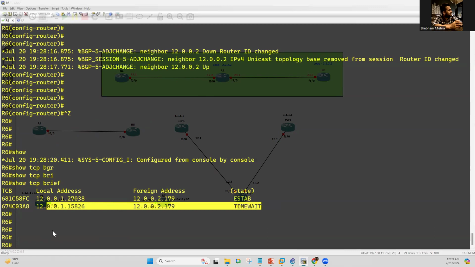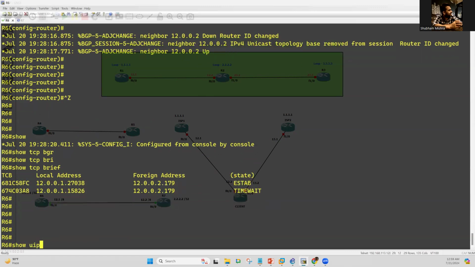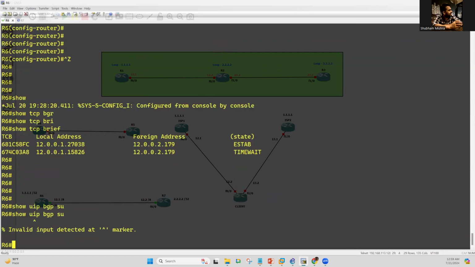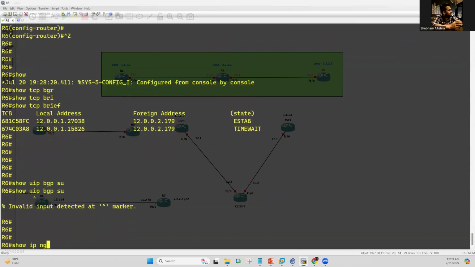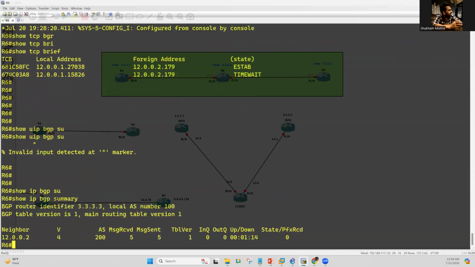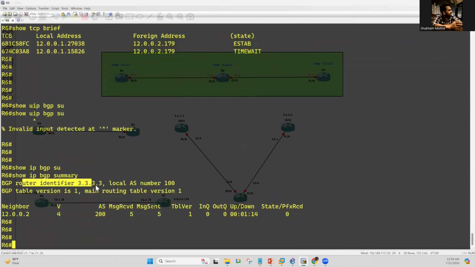Okay, so right now I am running the command show IP BGP summary. See, what is the router ID now? 3.3.3.3. I hope you understand how we can change the router ID. Getting my point, everyone? Anyone who does not understand? Okay, cool.